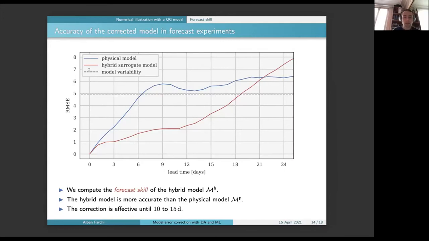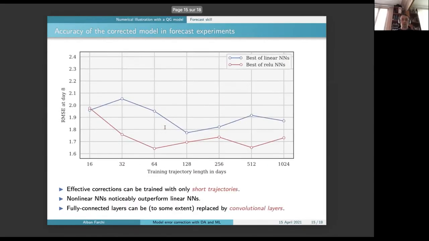And finally, the black dashed line is the model variability. What is really satisfying here is that we have a hybrid model which is more accurate than the physical model, and we have a correction which is effective until 10 to 15 days of forecast. So we are very happy with that, but there is still more to experiment.